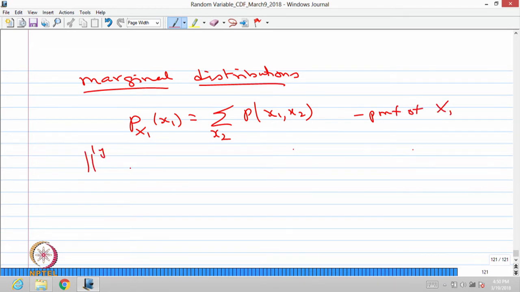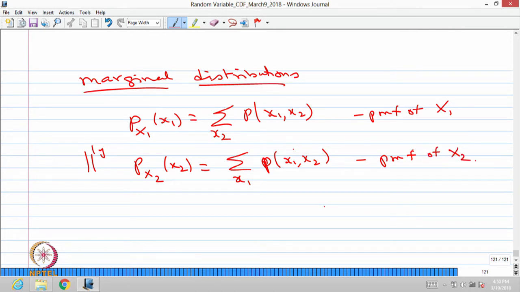Similarly, one can find the probability mass function of x2 by summing over x1 of the joint probability mass function. So, this is a probability mass function of x2.